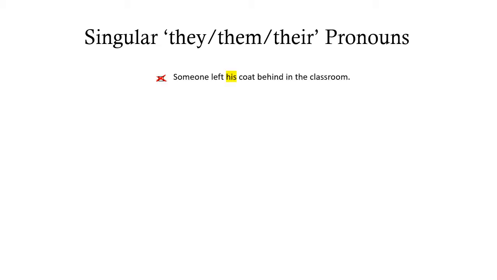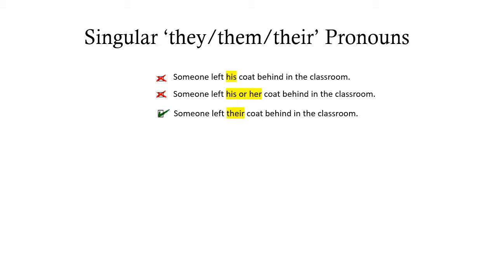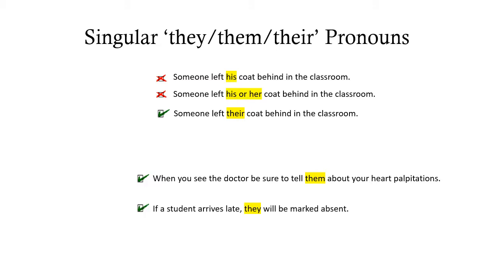For example, someone left his coat in the classroom. It's not correct. Someone left his or her coat behind in the classroom is now still not correct. Someone left their coat behind in the classroom is the correct alternative. This also works with other forms of pronouns. For example, when you see the doctor, be sure to tell them about your heart palpitations. And if a student arrives late, they will be marked absent.